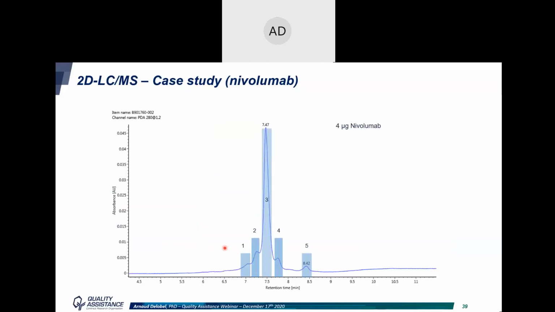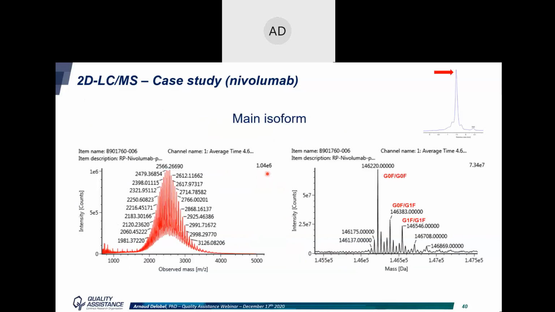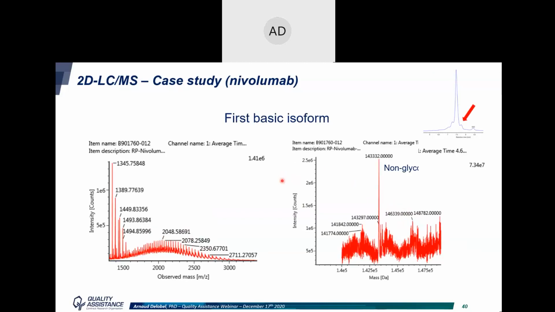So here is the first dimension chromatogram that we obtain with the different acidic variants and basic variants and the main isoform. This is the example for nivolumab. And that's the mass spectrum that we obtain for the main isoform. You can see that we can easily see the different glycoforms on the antibody. The first one contains G0F on both chains, G1F on one chain and G0F on the second heavy chain, and G1F on the two chains, or G1F and G0F and G2F. So we can easily identify the main isoform.